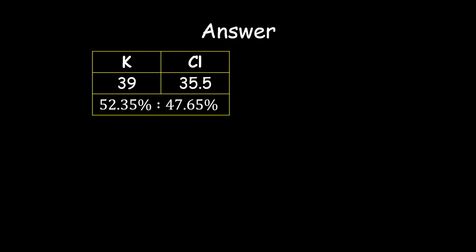The answer. First, we need to see the percentage of potassium in the two compounds. So potassium in the first compound is 39 and chlorine 35.5. The ratio is 52.35.